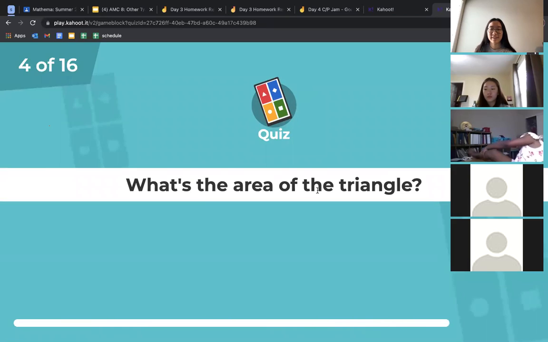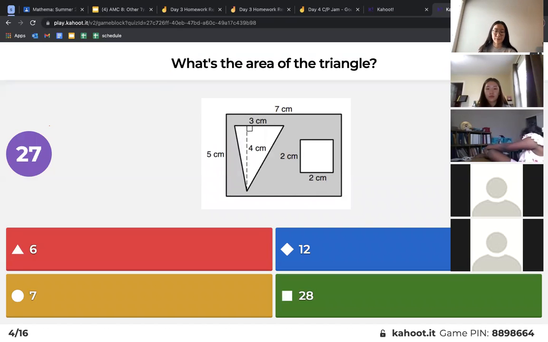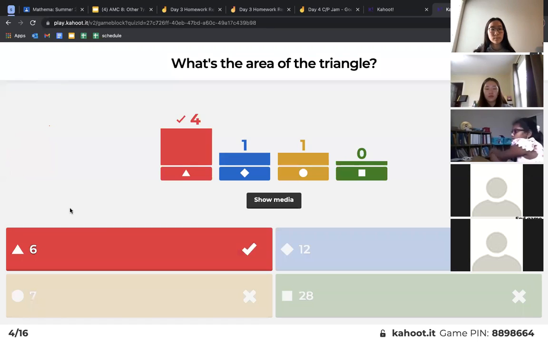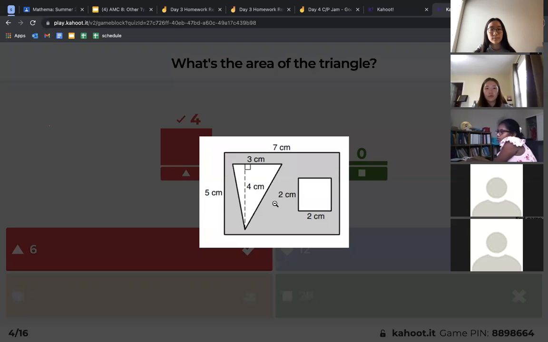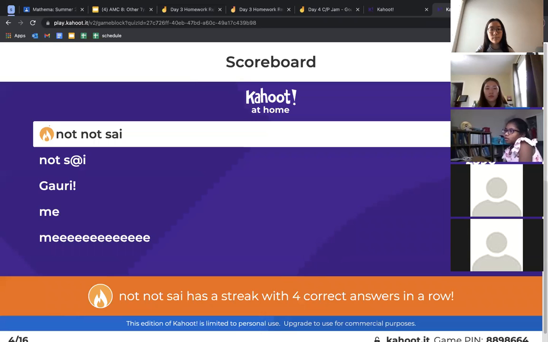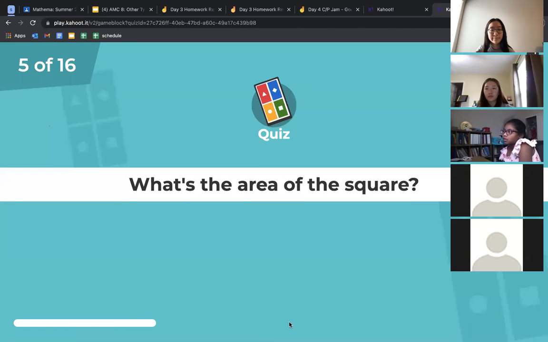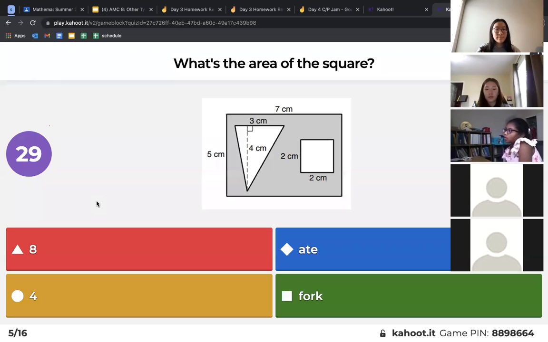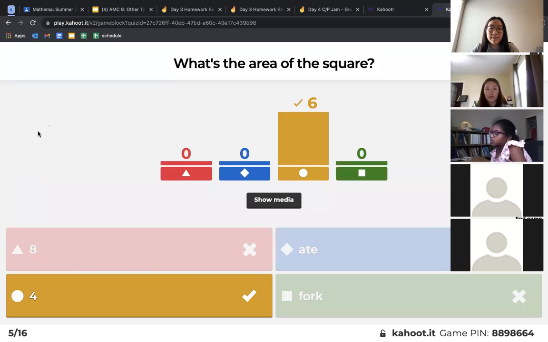Okay, so this one, area of the triangle. This one shouldn't be confusing. This is just setting you up to solve a geometric probability problem. Yeah, so it's 6. 3 times 4 divided by 2. I expect everyone to get this right. Yay, good job. Area of a square.